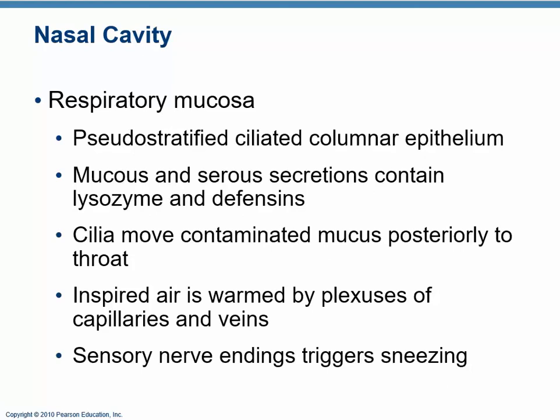Now, behind this respiratory mucosa, there's a huge network of blood vessels, capillaries, veins, and they're there to provide the moisture and the heat to moisten and heat the air. There's also a lot of sensory nerves there that, if they get irritated, cause you to sneeze. And again, it's to prevent you from inhaling things that get right down into the alveoli. It's a protective mechanism.